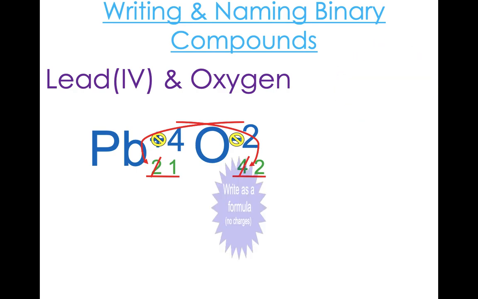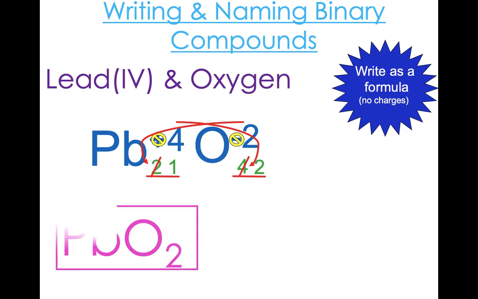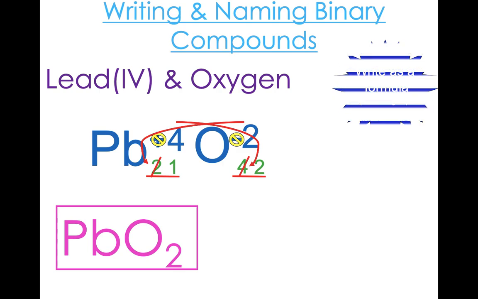We already know, due to lead's location, that it will need a Roman numeral. But let's write the formula first. Lead has, in the ratio, it's going to be 1 lead to every 2 oxygen. You do not write the 1s in the final formula.